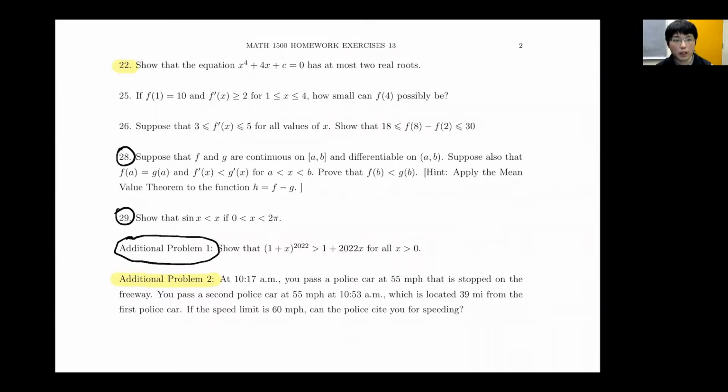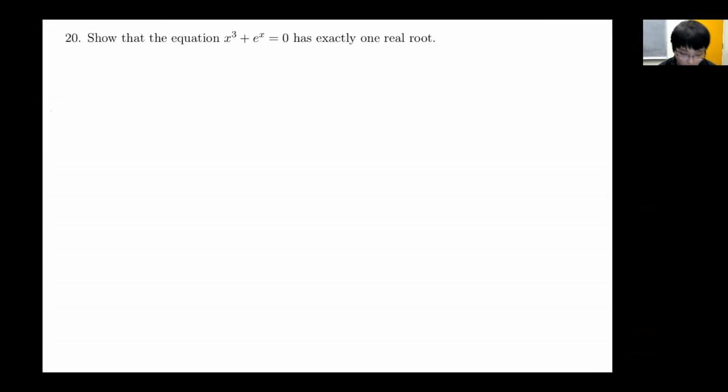I will explain these problems during the lecture because they are very important and they might appear in the upcoming test. Let's start with number 20.